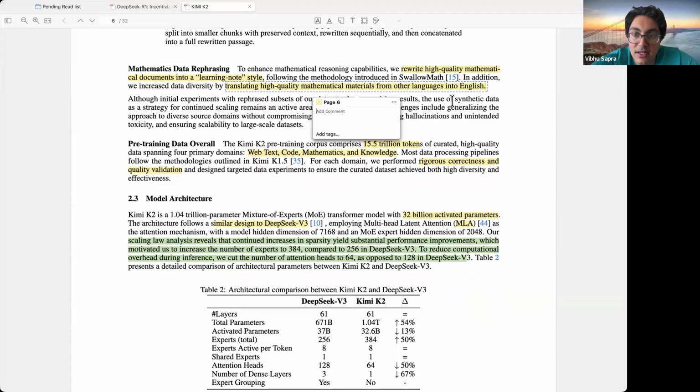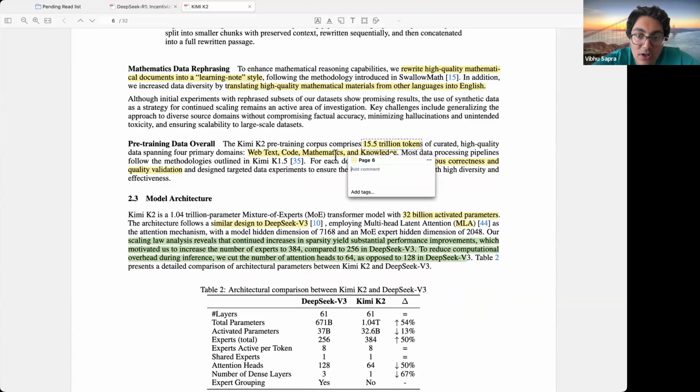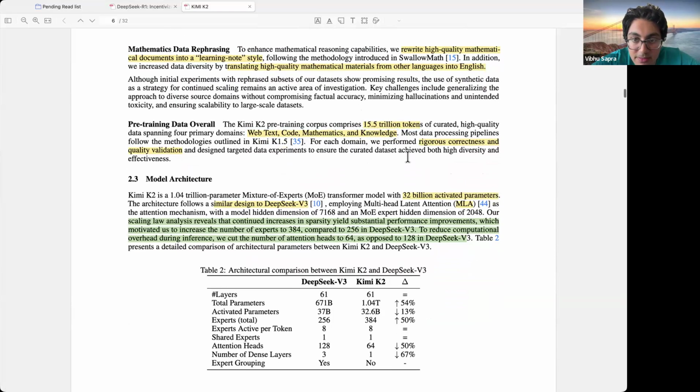Translate high quality math into other languages. This is standard, seen in other work as well. Okay, overall, they have 15 trillion tokens. I thought this was interesting. They have web text, code, math, and knowledge. I don't know what knowledge is, but they have knowledge.